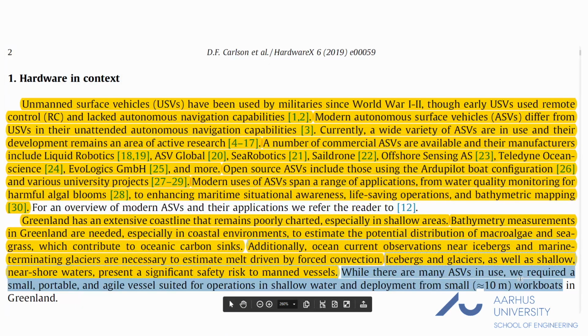While there are many ASVs in use, we required a small, portable and agile vessel suited for operations in shallow water and deployment from small 10 meter workboats in Greenland. Okay, so now we are saying we know there are these competitors, but the reason why we developed our own is because of these specific needs that were not met by these competitors.